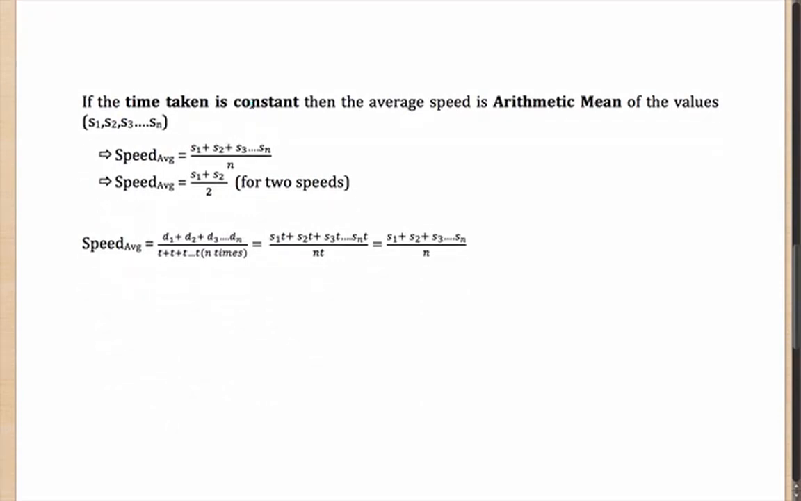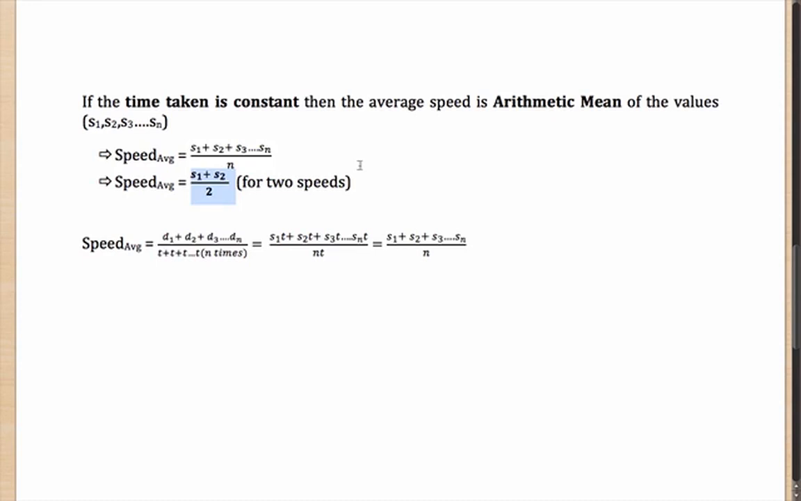Let's say the time taken is constant for each part of the journey. Then what will be the average speed? Then the average speed will be the arithmetic mean of the values. Yes, you heard it right. The average speed can also be the arithmetic mean of various speeds, but this happens when the time taken for each part is constant. Well, calculating arithmetic mean is easy. It will simply be the sum of the values s1 plus s2 plus s3 till sn, divided by n. And for two speeds, it will be (s1 plus s2) by 2.